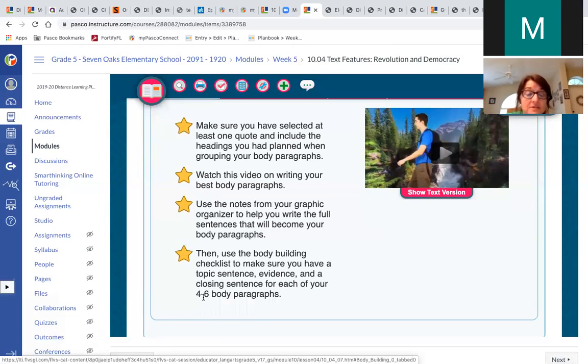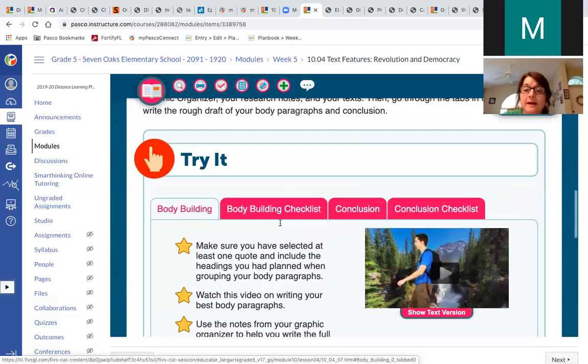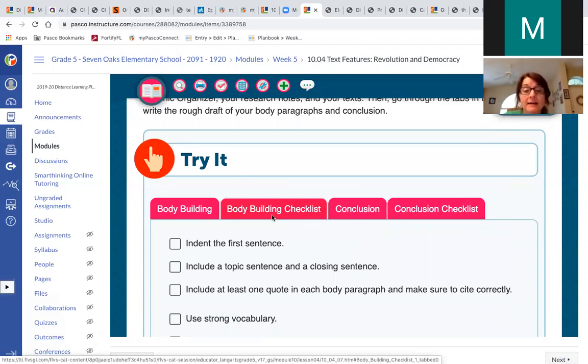Now, guys, I know this says 4 to 6 body paragraphs. You are not writing 4 to 6 body paragraphs. You're not. You can write 2 to 3 body paragraphs, okay, just as we have in the classroom, just as we've done in school. You don't have to write 4 to 6 body paragraphs. So don't worry about that last part right there, okay? I want to move on now to the bodybuilding checklist.